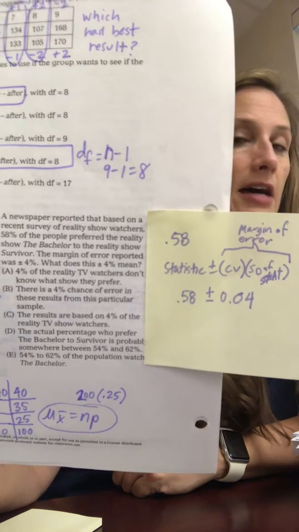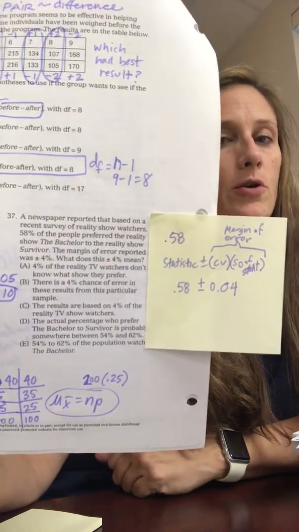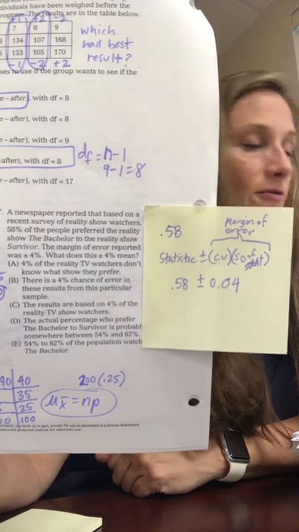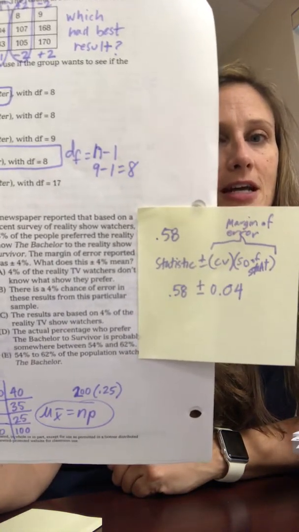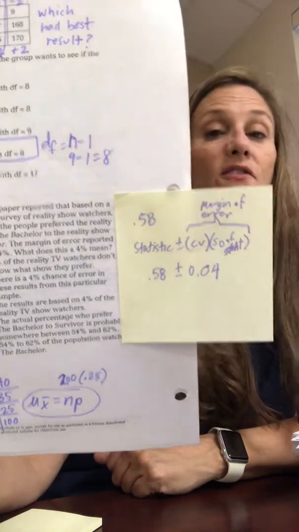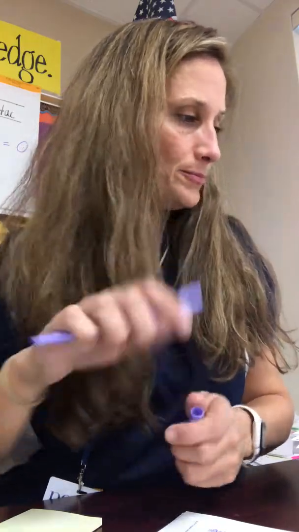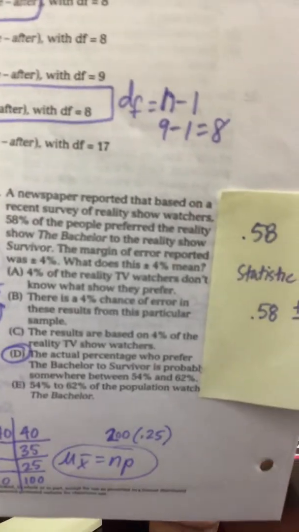So when we add 0.04 to 0.58, we get 62%, and when we subtract, we get 52%. And that's exactly what we got. That's pretty much how answer D reads: the actual percentage who preferred the bachelor probably is between that.